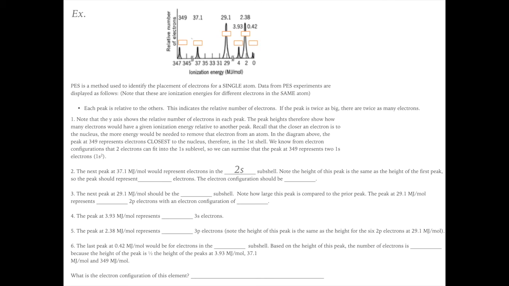So the next peak, the 37.1, is the next closest to the nucleus, therefore it's going to be from the 2s subshell. Now notice, because it's the same height as the 1s subshell, it's going to have 2 electrons. So the electron configuration for that is going to be 2s2. So we've got 1s2, 2s2. Next is going to be 2p. And notice height-wise that peak is about 3 times as large as the first 2 peaks. Therefore, it's going to have 6 electrons in there. So the electron configuration is going to be 2p6.